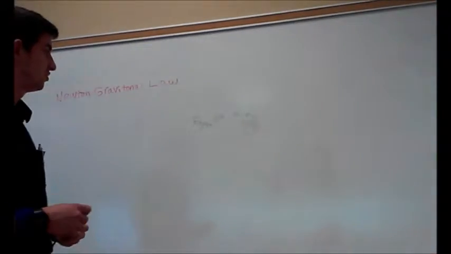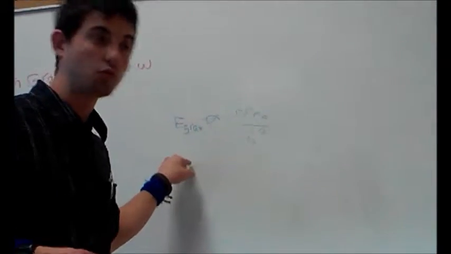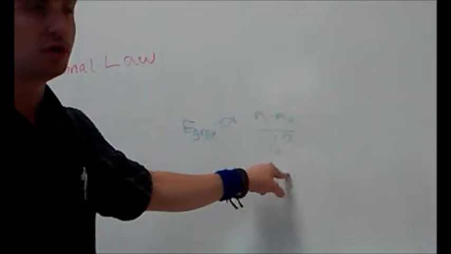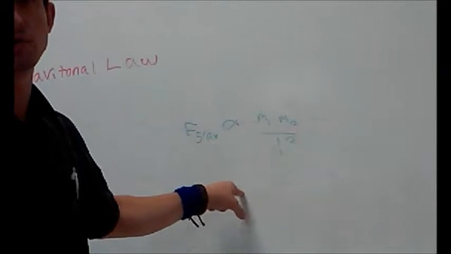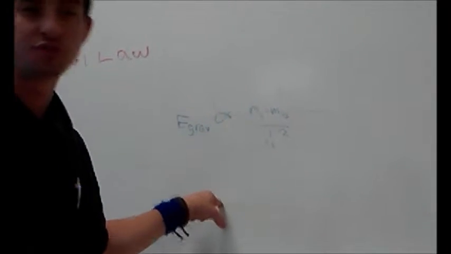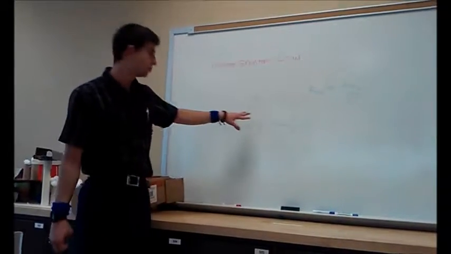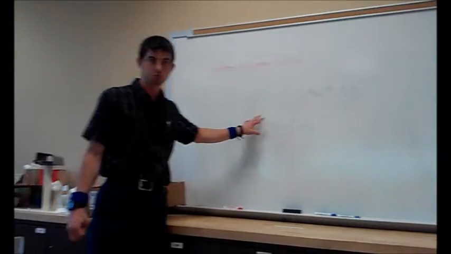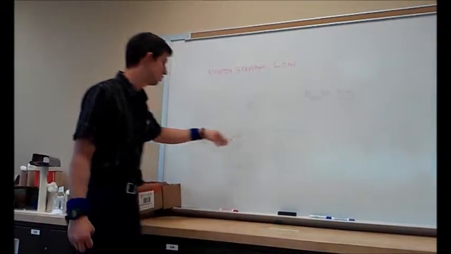Some further breakdown: you need the mass of object 1 times the mass of object 2, divided by the distance, not how far they are apart, but how far their cores are apart, or how far their centers are apart. Right here, we see some images which will help us understand this.